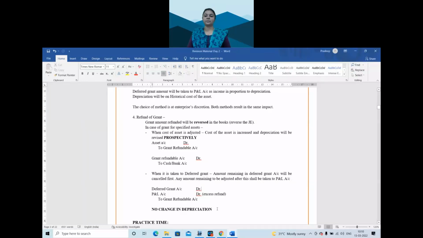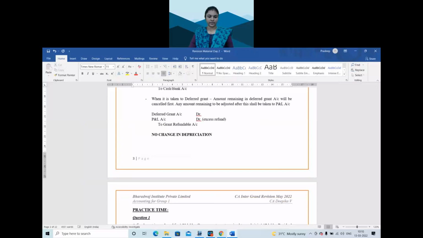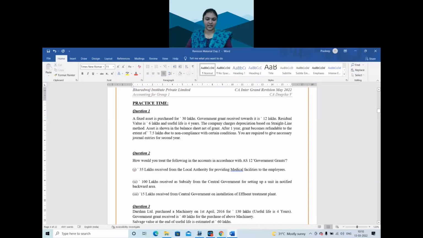I hope the AS is as such clear. So let's start with practical questions. Question 1. A fixed asset is purchased for 30 lakhs. Government grant received towards it is 12 lakhs. Residual value is 6 lakhs and useful life is 4 years. Company charges depreciation on the straight line method. Asset is shown in the balance sheet net of grant. So this statement indicates which method? Method 1, where the asset cost is adjusted.